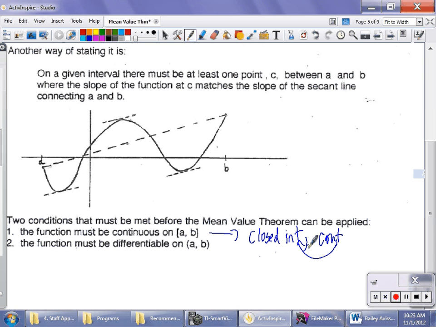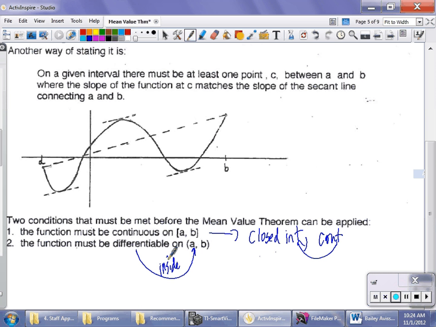Secondly, like Rolle's theorem, the function must be differentiable on the inside of the interval. In other words, it doesn't matter whether or not the function is differentiable at each endpoint. The function has to be differentiable on the inside of the interval. So keep in mind, you want to look at these theorems and remember the similarities and the differences between the conditions of the extreme value theorem, Rolle's theorem, and the mean value theorem. All right, so let's get back to the mean value theorem.